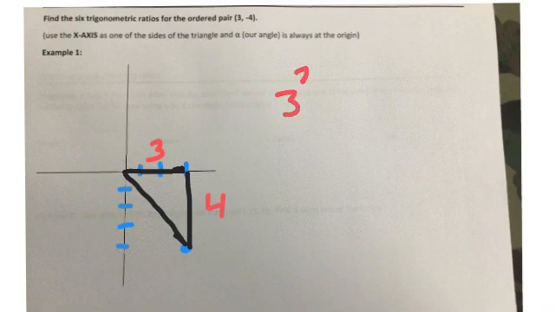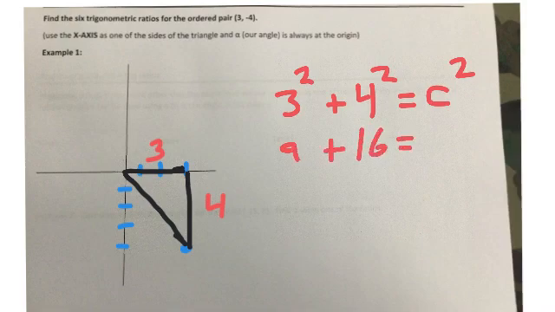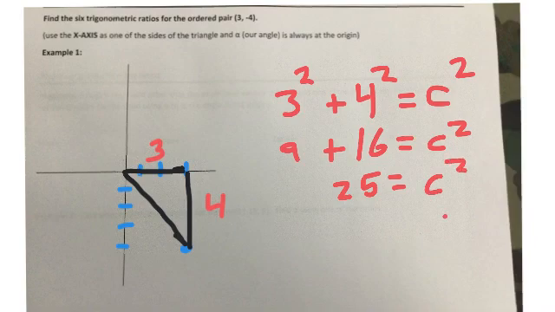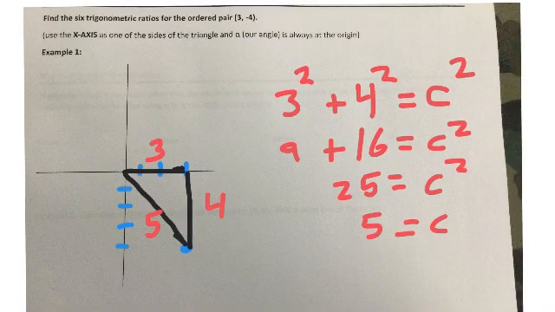So I've got leg squared plus leg squared equals the hypotenuse squared. So 9 plus 16 equals c squared. So 25 equals c squared. So c equals 5. So this is a 3, 4, 5 right triangle.